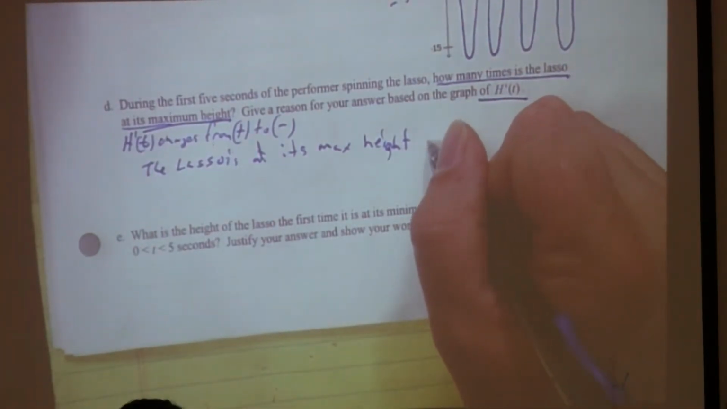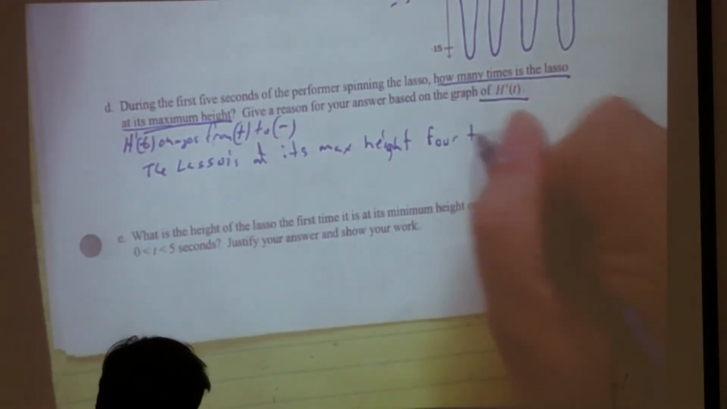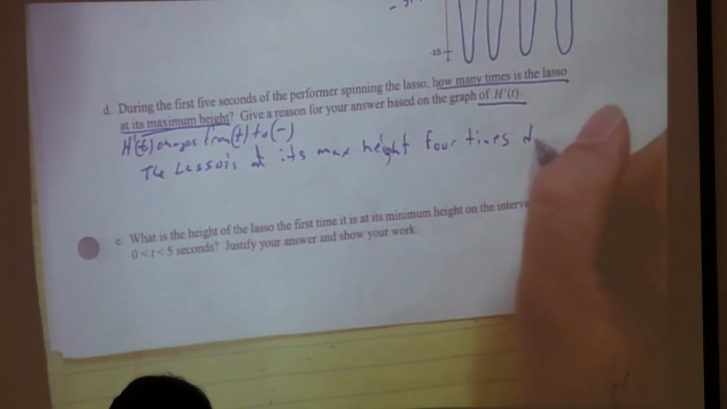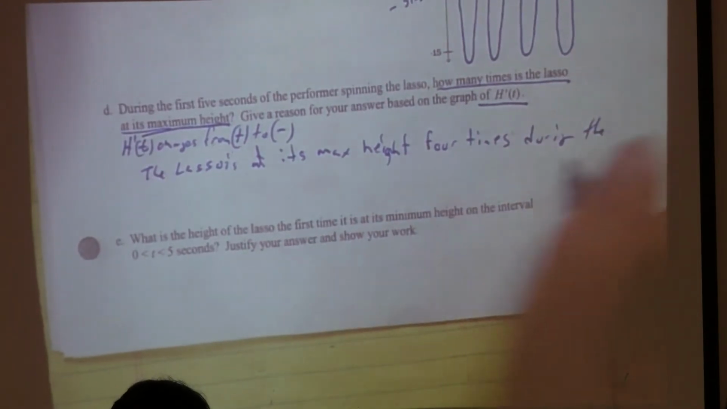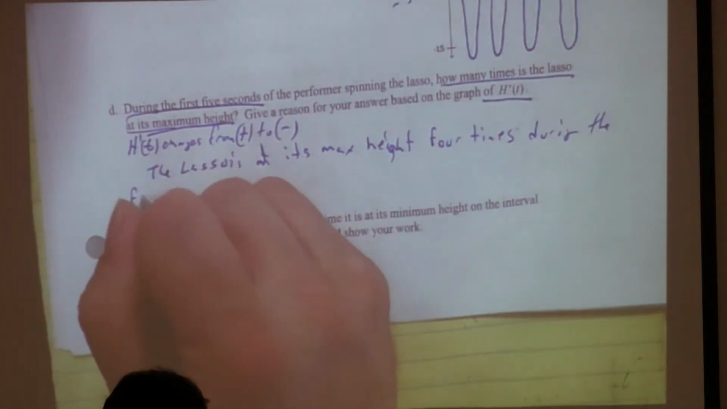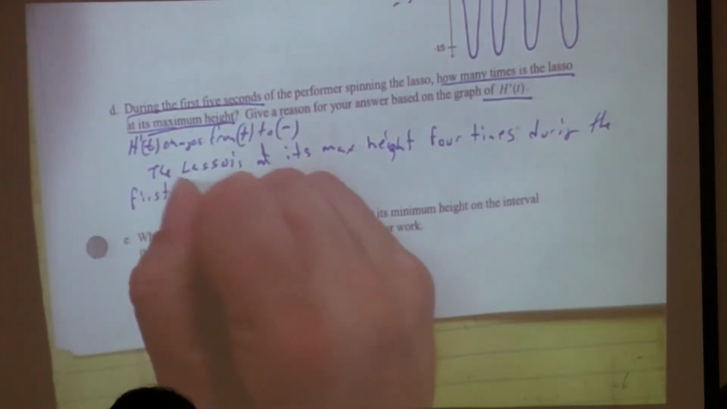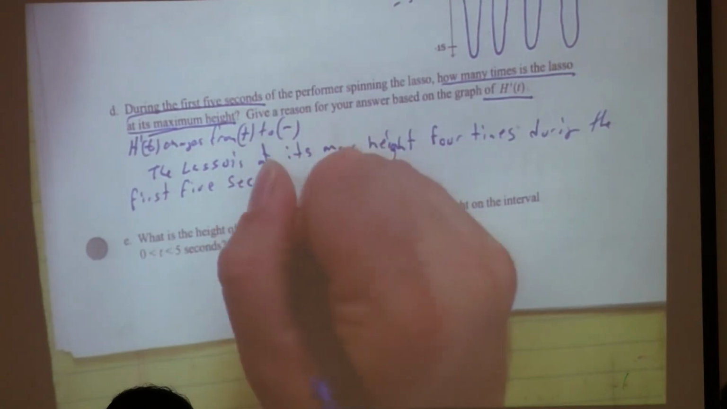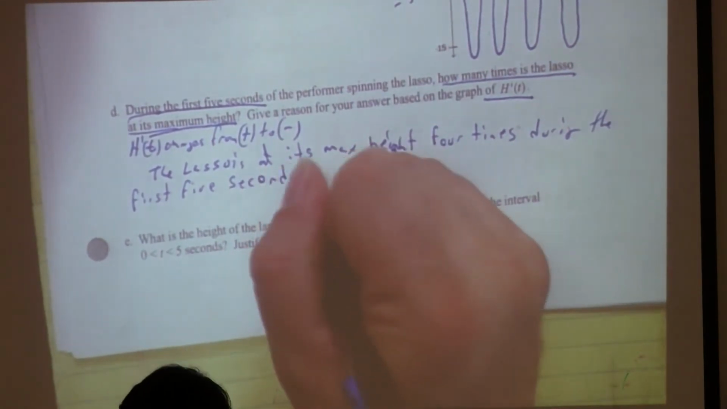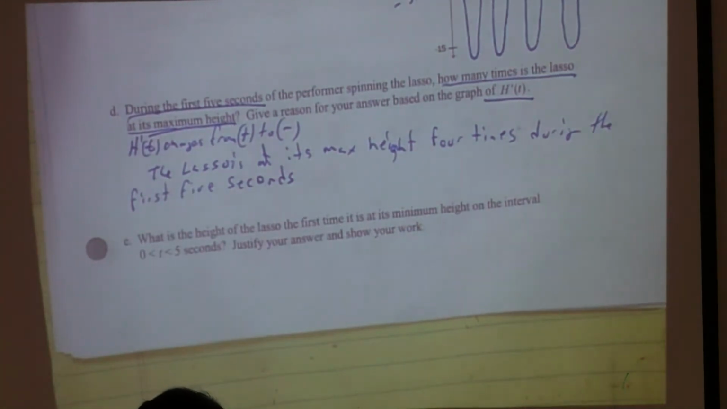4 times? Okay. 4 times during the first 5 seconds. I got that from here. Yeah. Smart, right? They give you all the words, you just need to put them in the right order. It's like a puzzle. During the first 5 seconds, right?